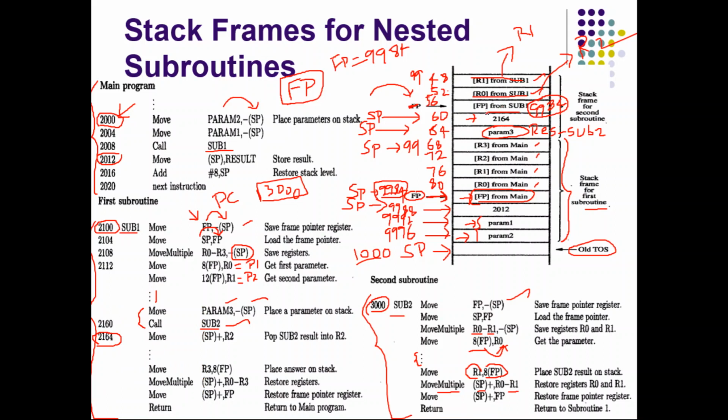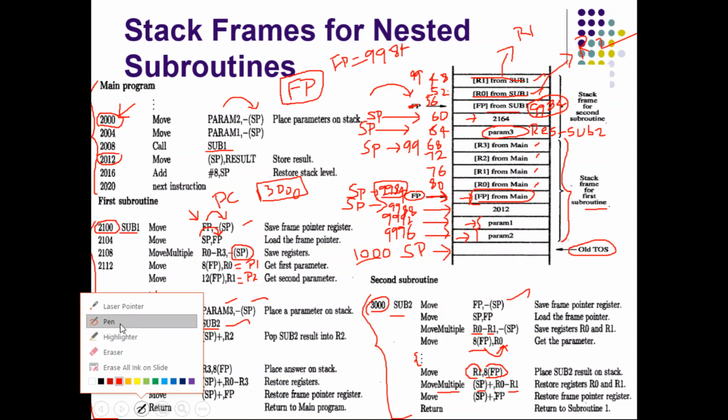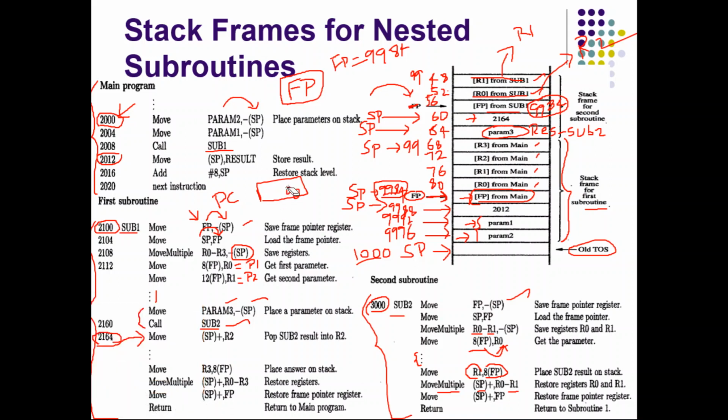Then return. Return means once again pop the stack. So on return, you will get the return address 2164. 2164 is just the instruction which follows the call instruction in subroutine 1. So now PC will become 2164 and SP will be once again incremented. So at this point PC is 2164, and no more is SP pointing to 9960.